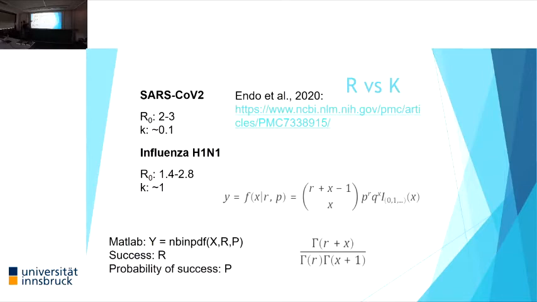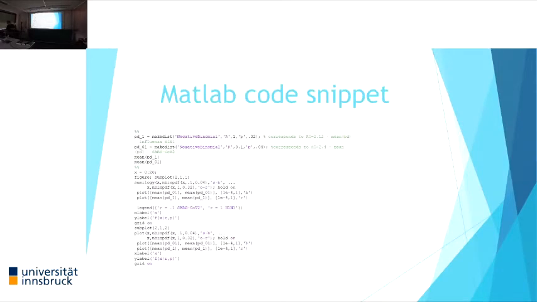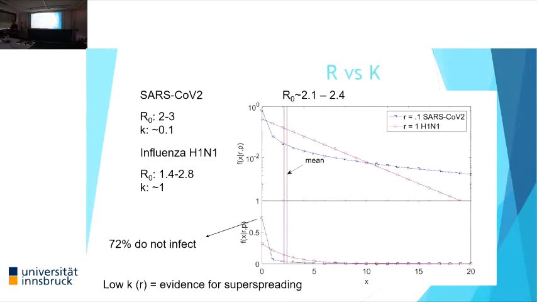But the bigger difference you see is the K value, which is 0.1 for SARS-CoV-2 and 1 for the influenza. It means that in both cases you have a skewness, but it's much larger for SARS-CoV-2. So I implemented this MATLAB distribution just in these 2 cases. The next plot is constructed based on the binomial distribution.